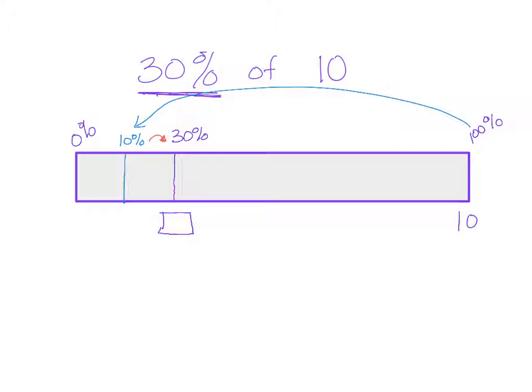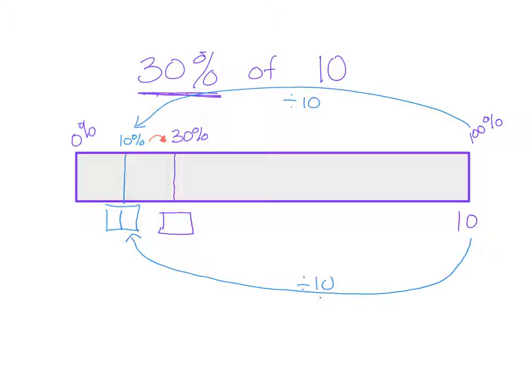So how do I get from 100% to 10%? I divide by 10. So 100% divided by 10 is 10%. So now what I have to do is the bottom. Whatever I do to the top, I got to do to the bottom. So 10 divided by, and since I divided by 10 on the top, I have to divide the bottom by 10. So 10 divided by 10 is 1.